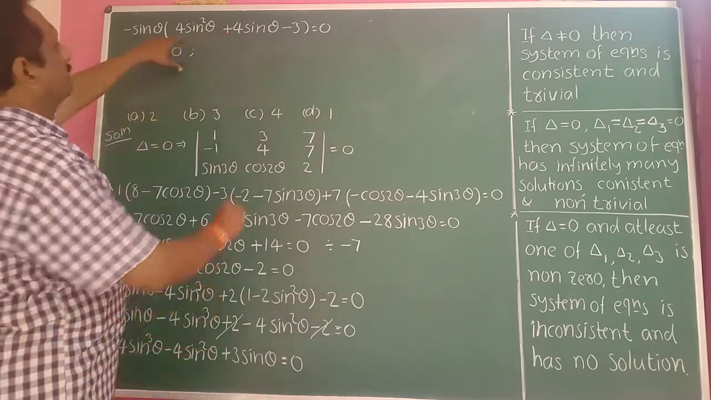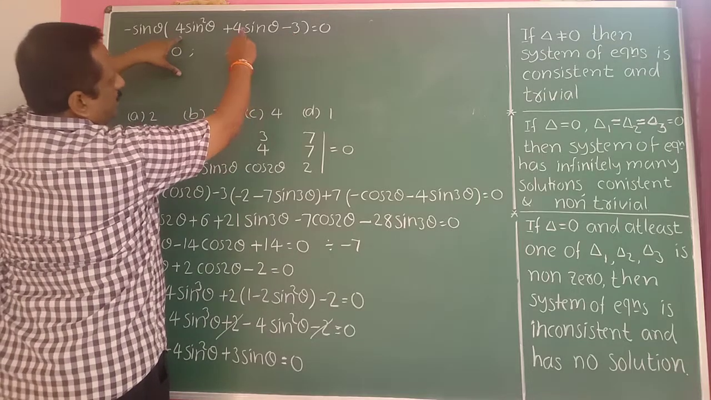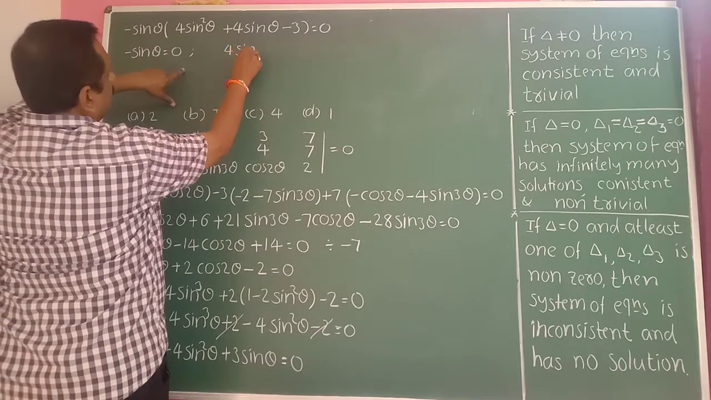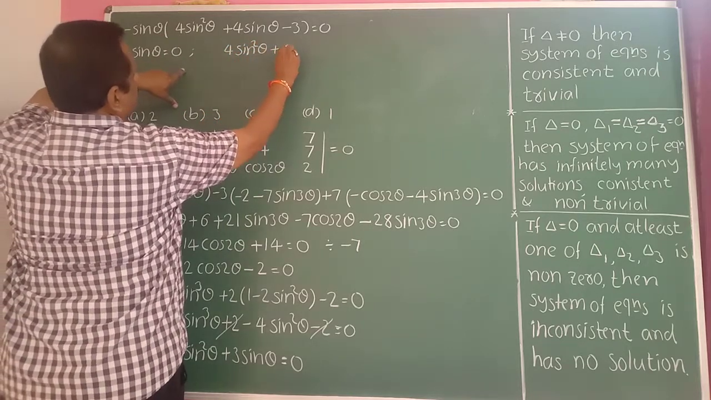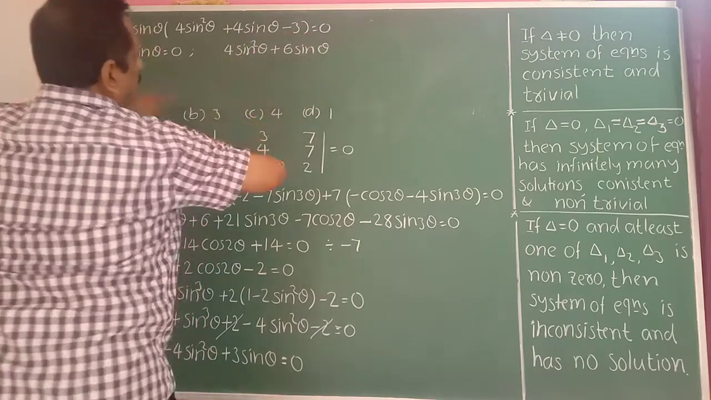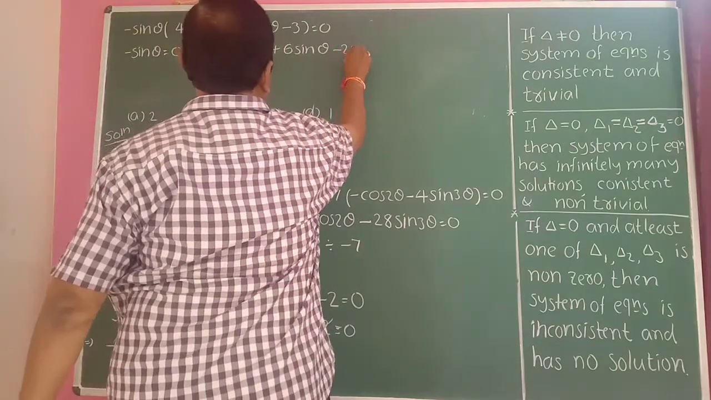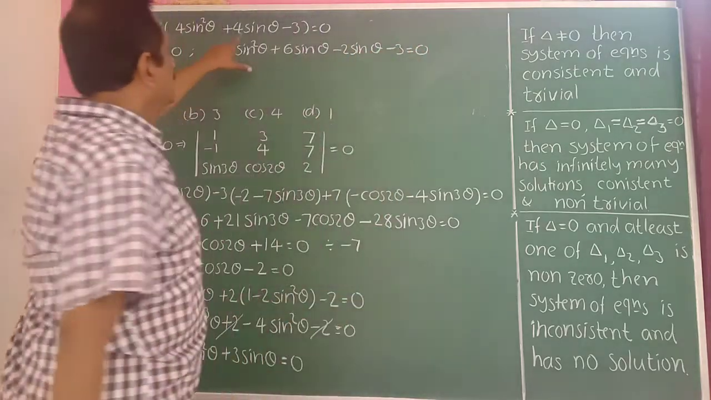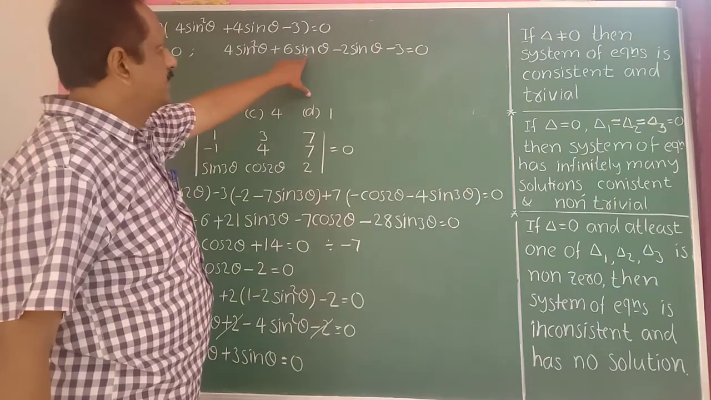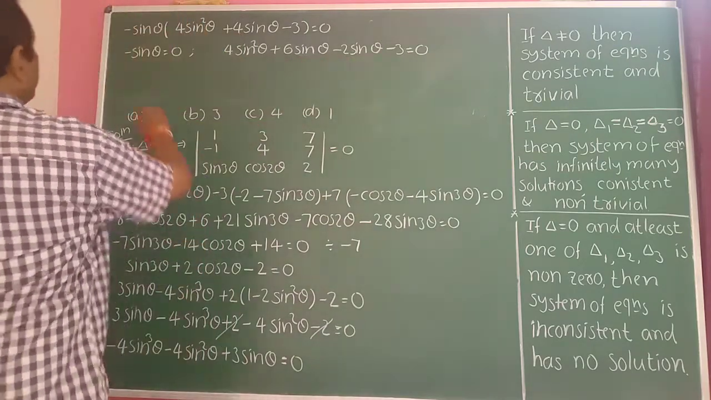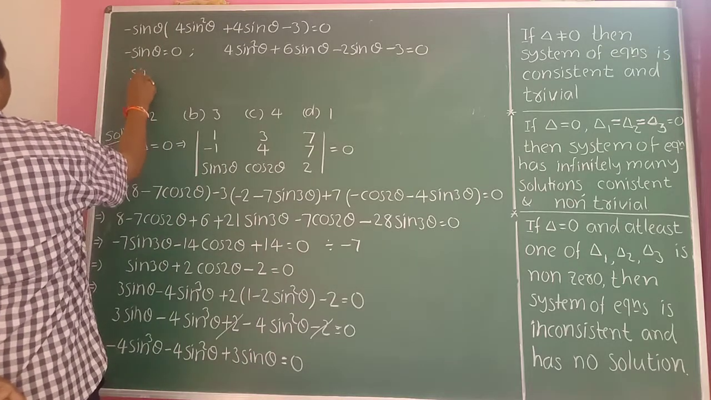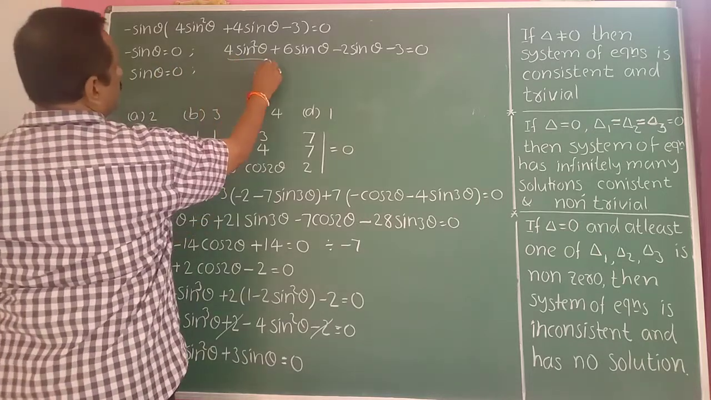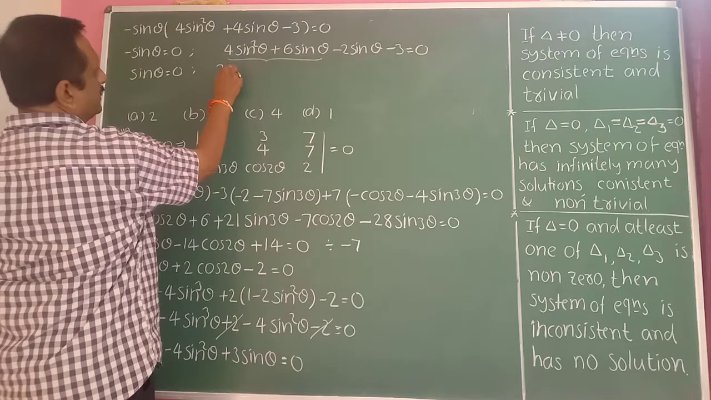Again it is a quadratic equation. 4 threes are 12, and the sum is plus 4, therefore you can take 6 and 2. So 4 sin square theta plus 6 sin theta minus 2 sin theta minus 3 is equal to 0. So 4 sin theta can be written as 6 sin theta minus 2 sin theta. Take this minus to the right side, hence sin theta is equal to 0. And from these two terms, 2 sin theta is a common factor.